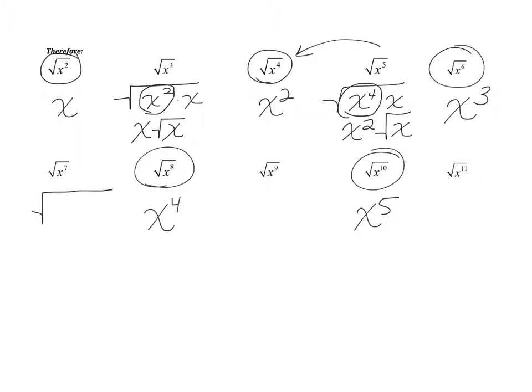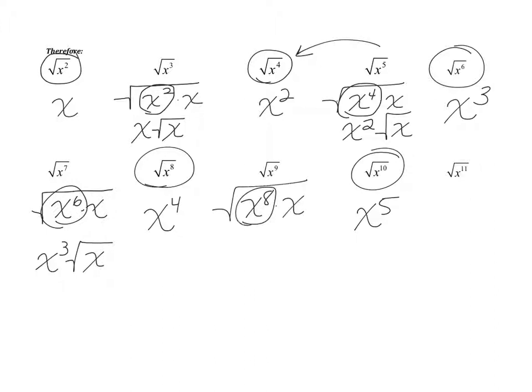X to the 7th, the closest perfect square to x to the 7th would be x to the 6th. So we'd break that into x to the 6th times x. The square root of x to the 6th is x to the 3rd. So this answer is x to the 3rd, square root of x. The next one, x to the 9th, we would break that into x to the 8th times x, and the square root of x to the 8th is x to the 4th. So you'd get x to the 4th, square root of x.